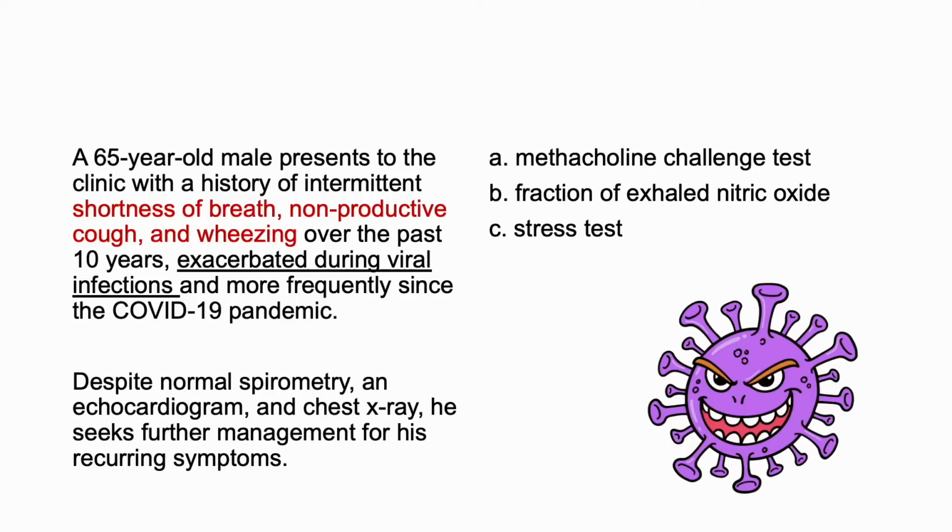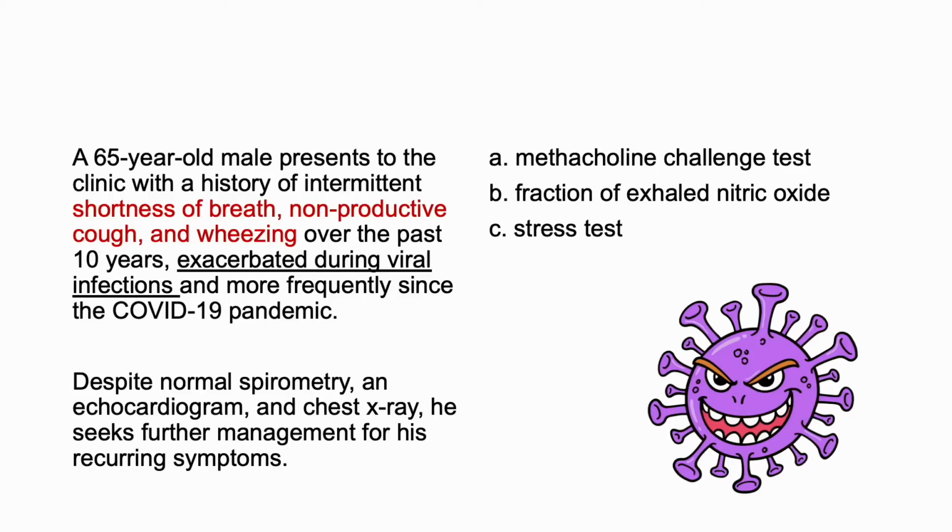You're seeing a patient who is 65 years old. He presents to the clinic with a history of intermittent shortness of breath, non-productive cough, and wheezing over the past 10 years. This is mostly exacerbated during a viral infection, and he noticed that his symptoms are more frequent since the COVID pandemic. Despite normal spirometry, normal echocardiogram, and normal chest x-ray, he seeks further management for his recurring symptoms.